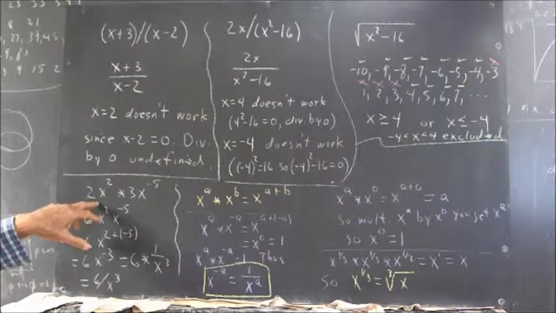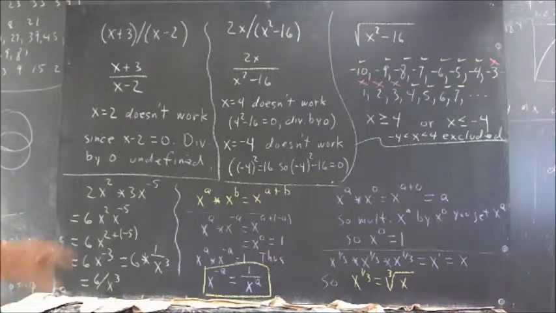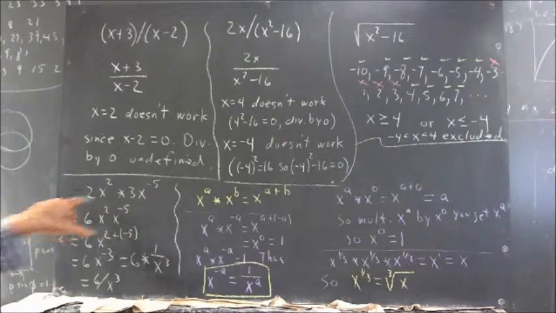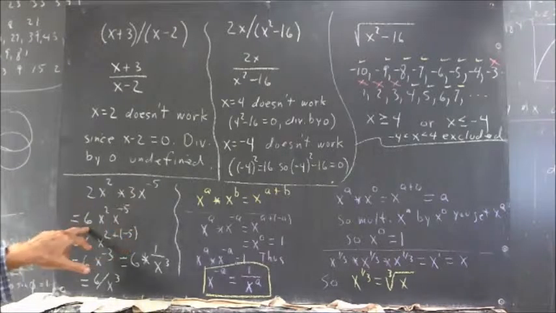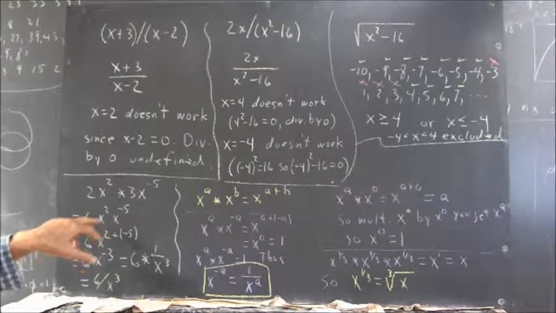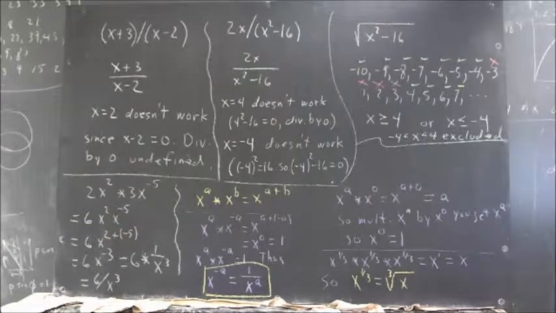In evaluating 2x squared times 3x to the negative fifth, we know that we can change the order of multiplications so that we can do 2 times 3, which is going to give us 6, and then that's going to be multiplied by the x squared times x to the negative fifth.